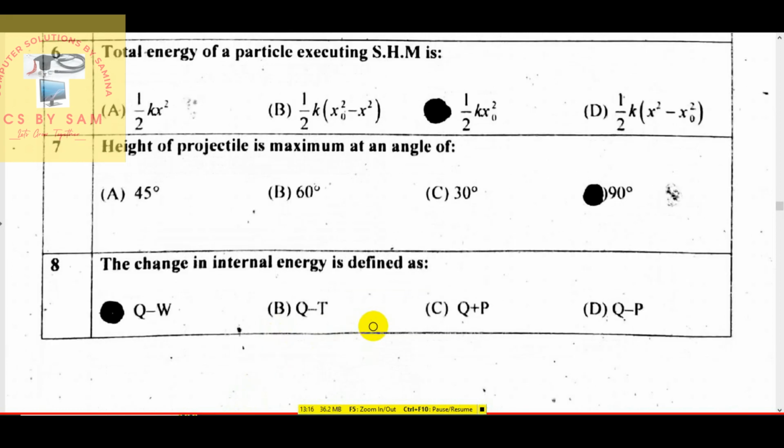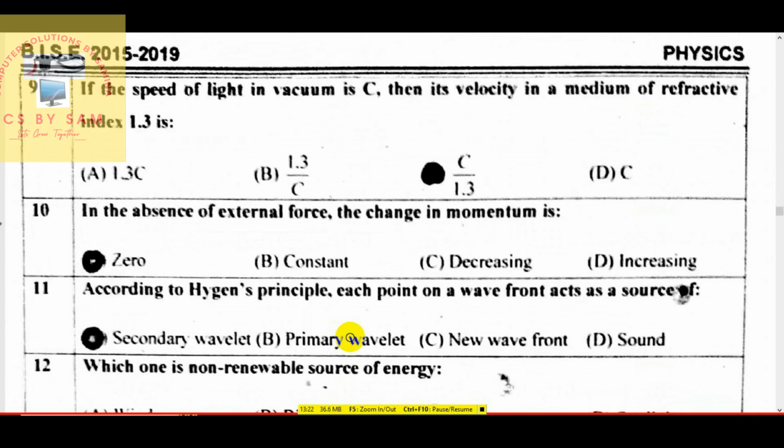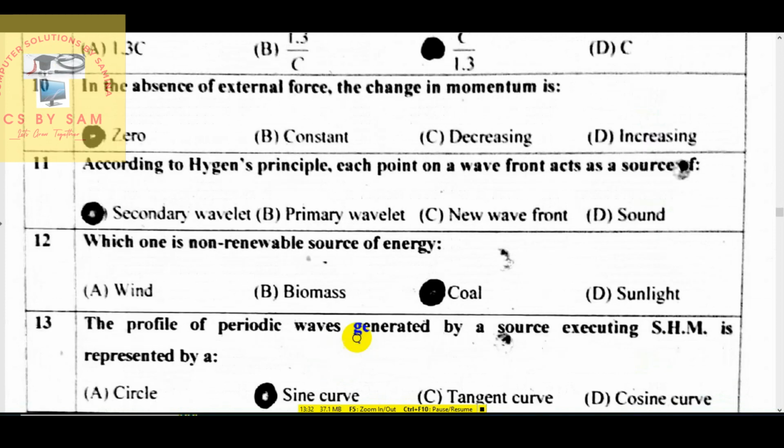Total energy of the particle executing SHM is 1/2 k x square. Height of the projectile is maximum at an angle of 90. The change in internal energy is defined as Q minus W. If the speed of light in vacuum is c, then its velocity in a medium of refractive index 1.3 is c over 1.3. In the absence of external forces, the change in momentum is zero.